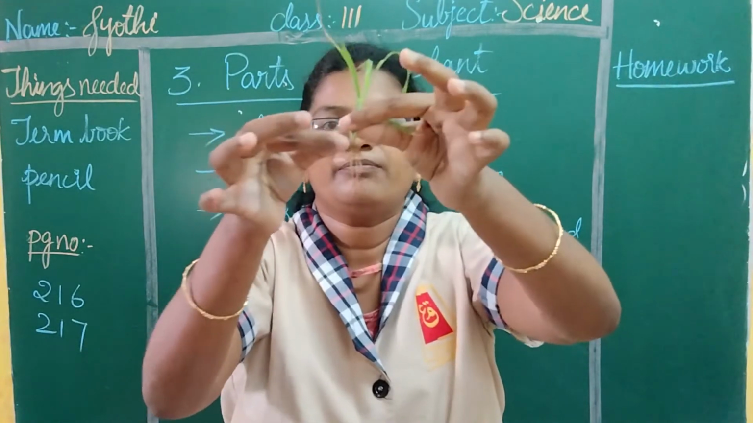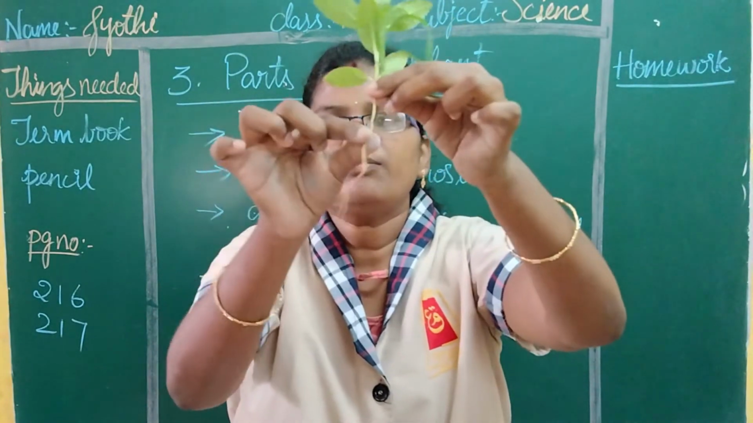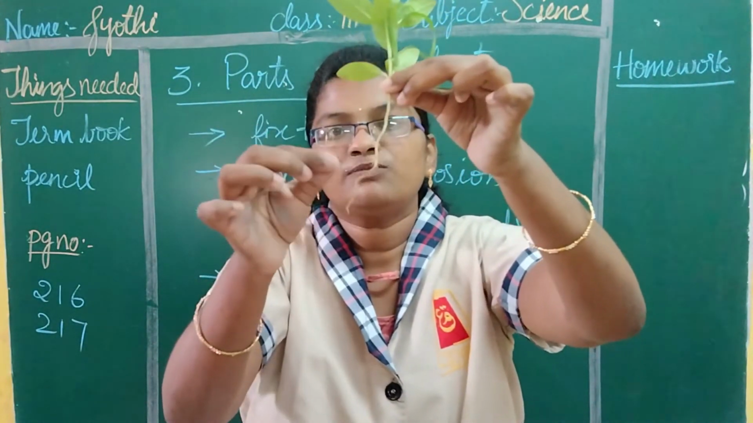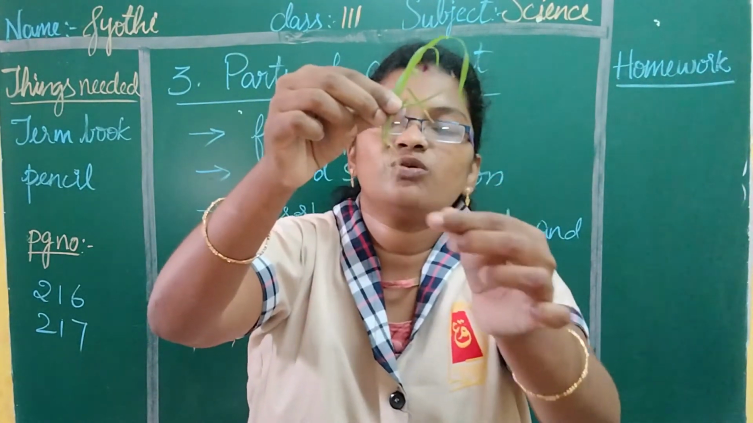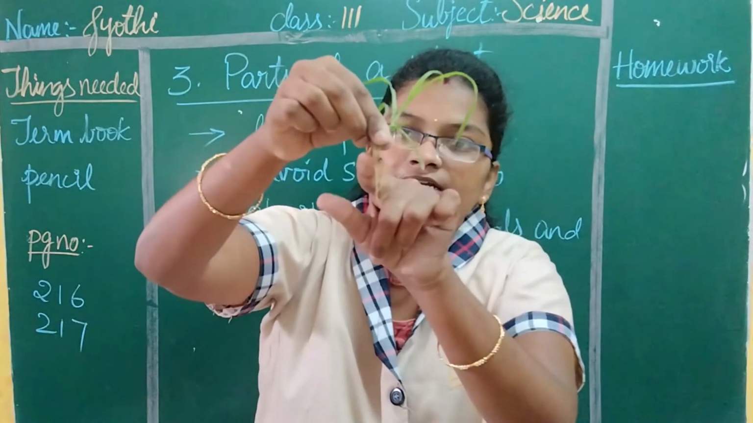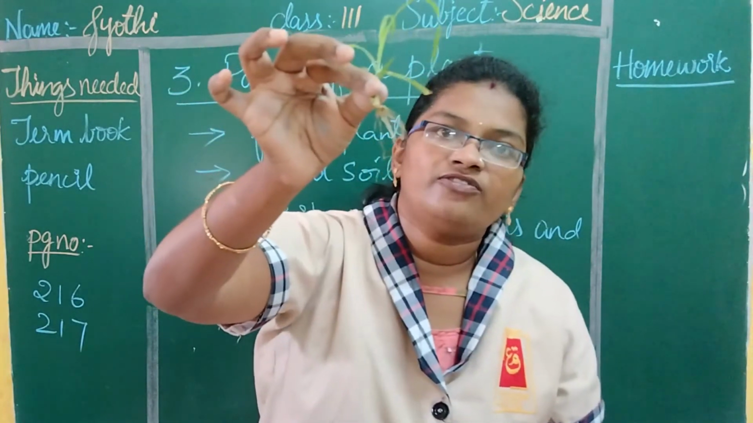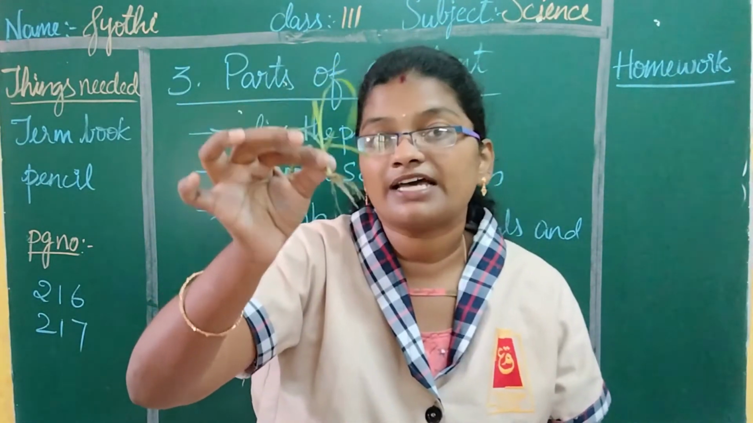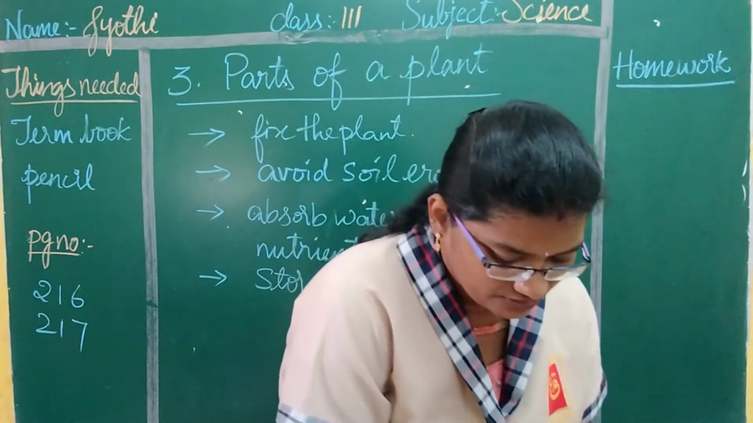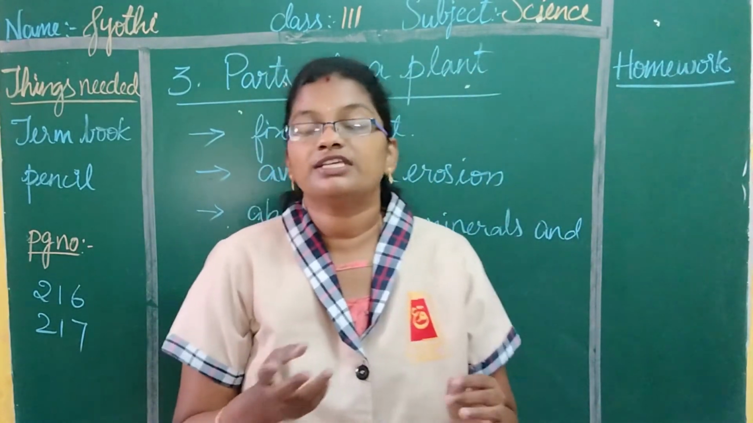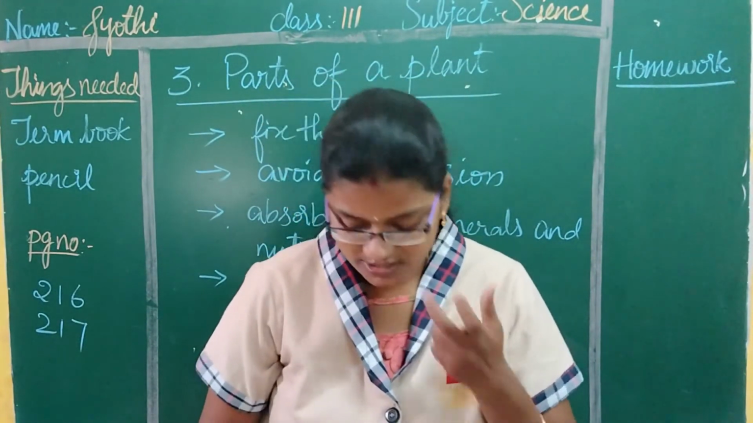There will not be any main root here, like you just saw for taproot. This is the main root, right? For this main root, again small side roots are there. But for this fibrous root, there is no main root at all. From this starting point, so many roots are going to arise. This type of roots you can see mostly in the grass family, like bamboo and this grass. This is grass only, right? For mango and others you can see the taproot system. For grass families you can see the fibrous root system.